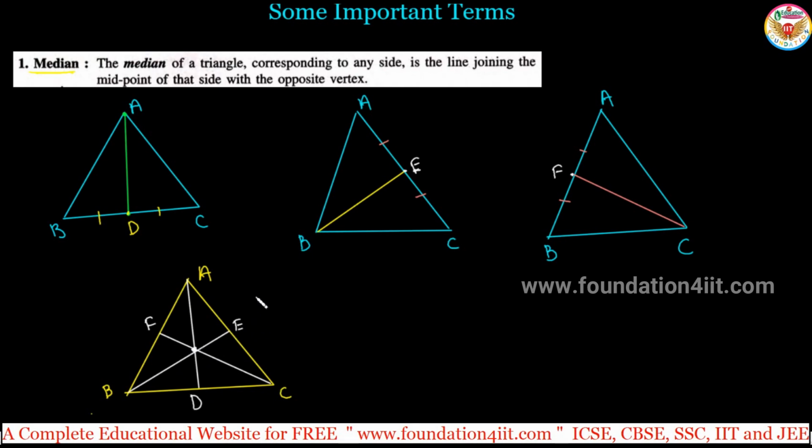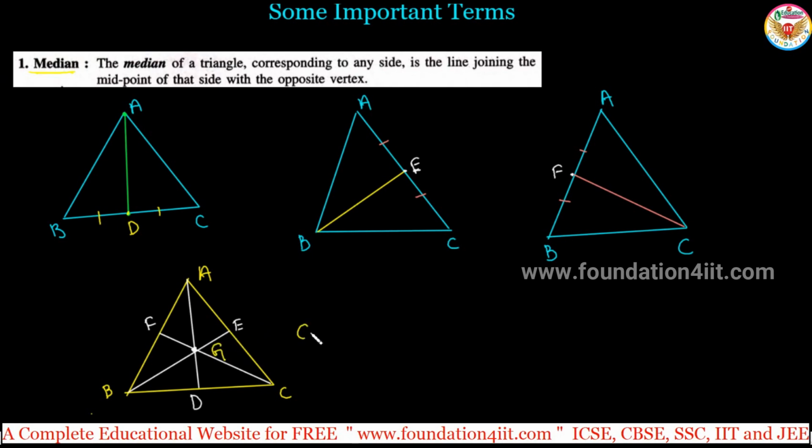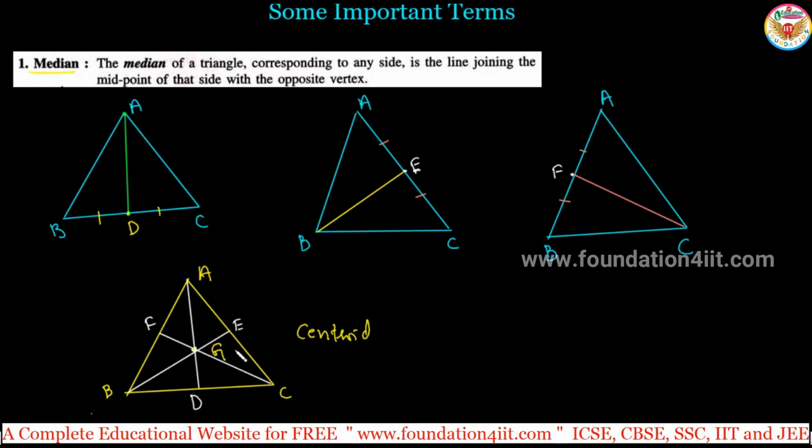The triangle has three medians, no? And all three medians are always concurrent. Concurrent means they intersect each other at one point only. So this intersecting point we call the centroid. We can denote it with G. This is the centroid. So the point of intersection of the medians is called the centroid.